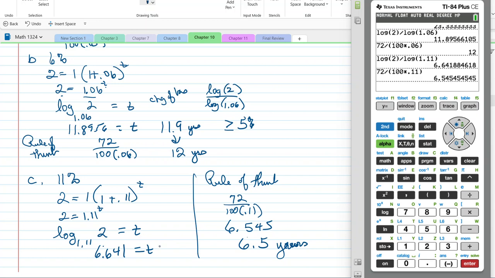So there you have it, the rule of thumb and the formula for finding doubling time. Now you can do the homework. Thank you so much for listening, and sorry the pen died.